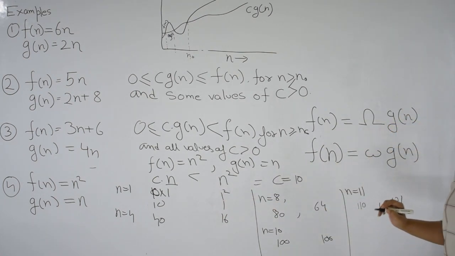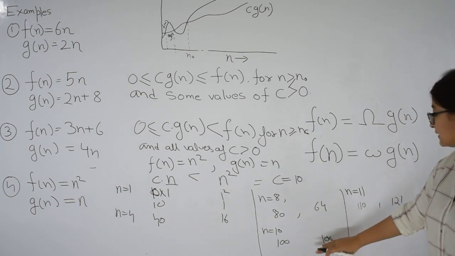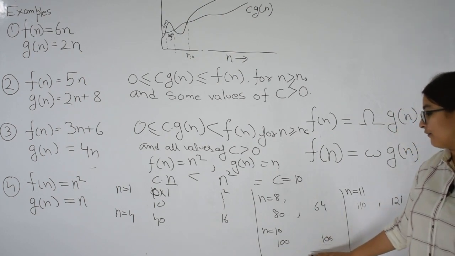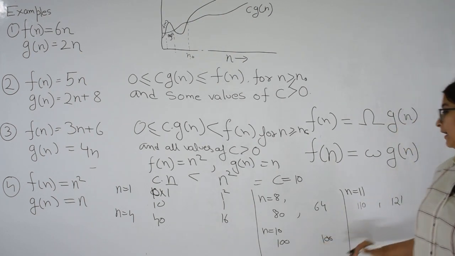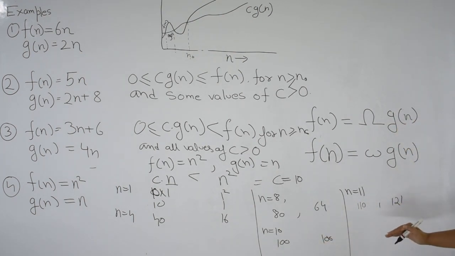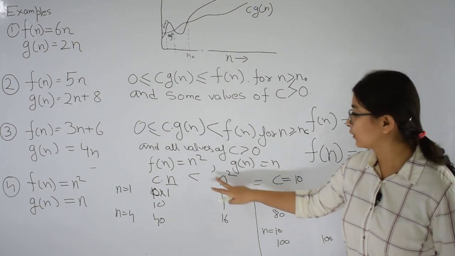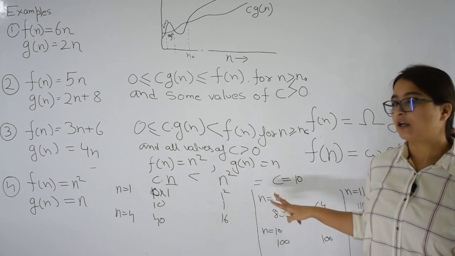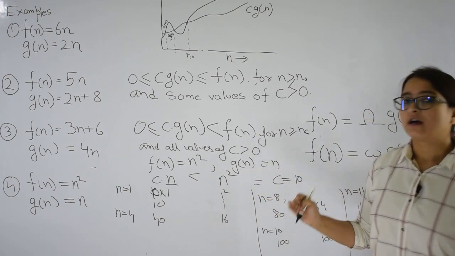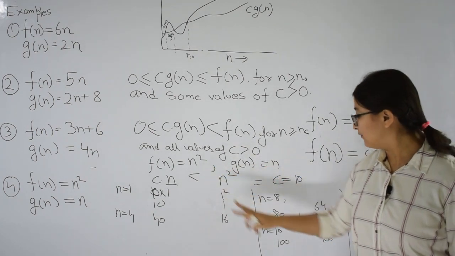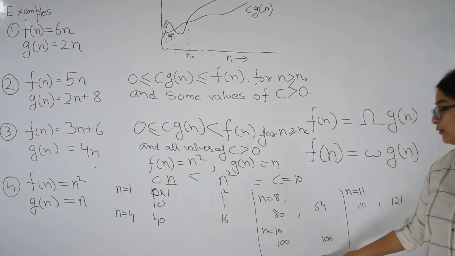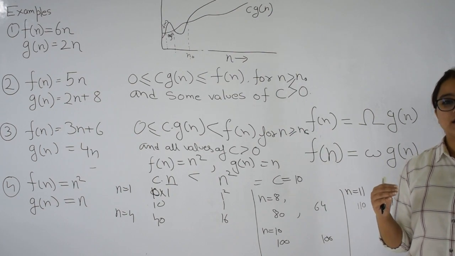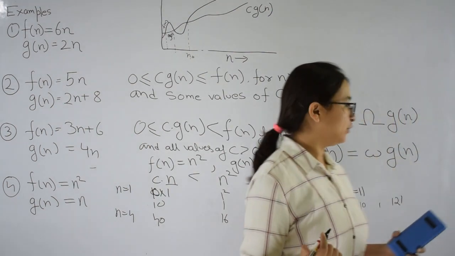Okay, so now we see that this is getting bigger. After n naught, the value of n naught in this case will be 10, the value of f of n is now getting bigger than the value of c into g of n. So c into g of n is lower bounding f of n after n is equal to 10. Before n is equal to 10, there may be some changes or fluctuations in the behavior of your function.